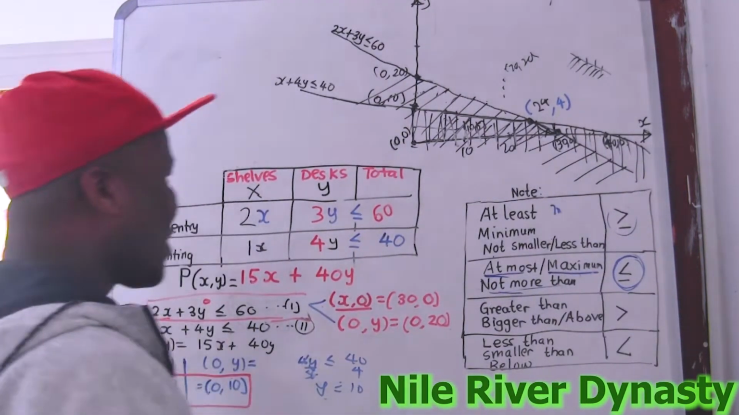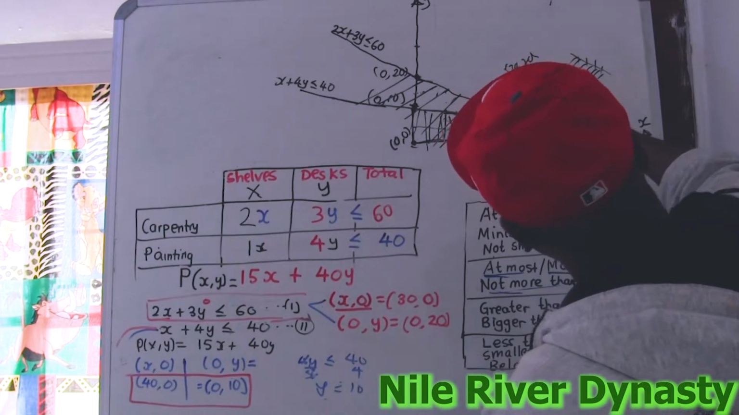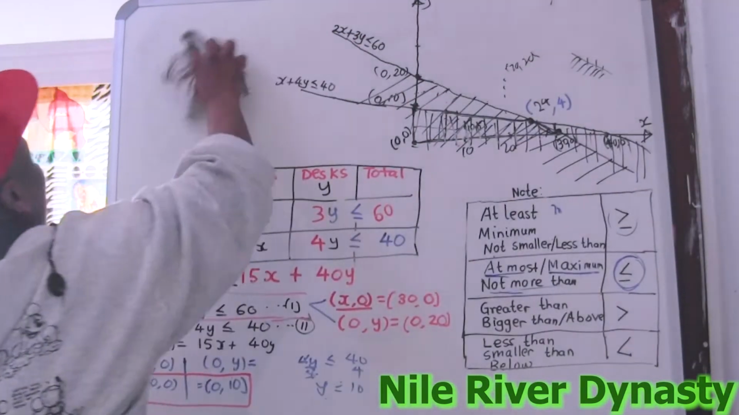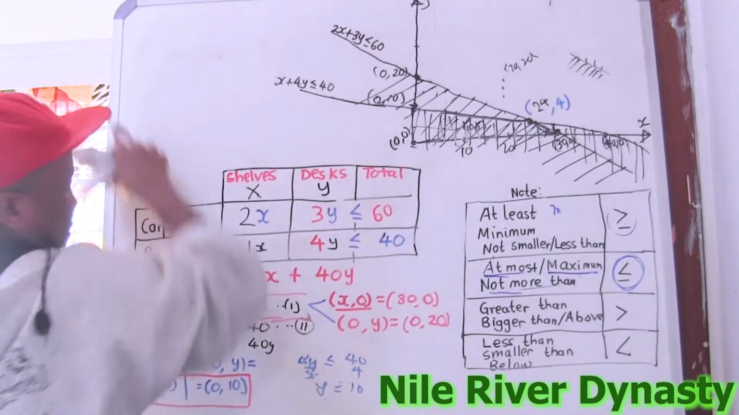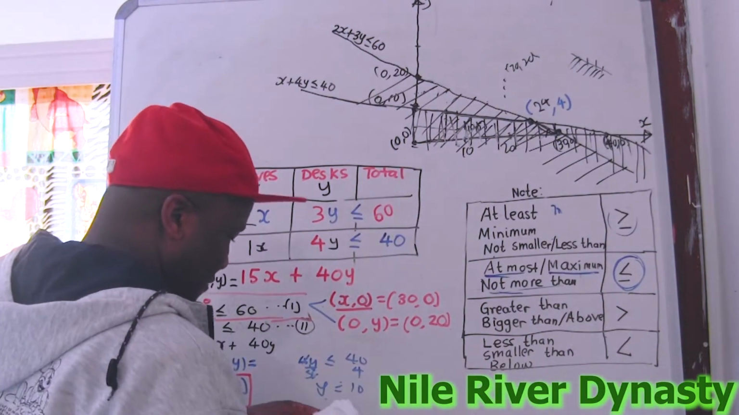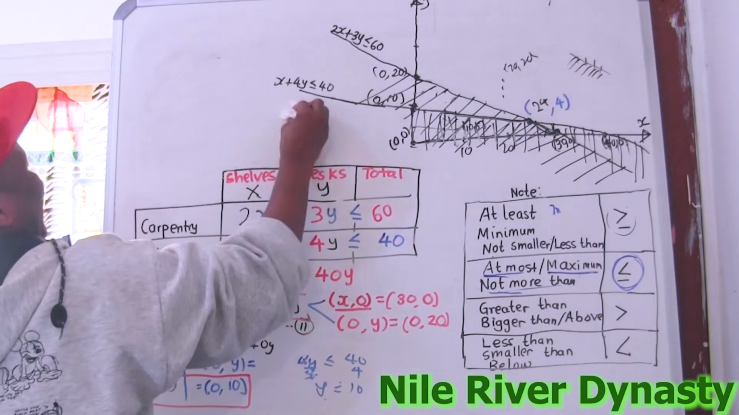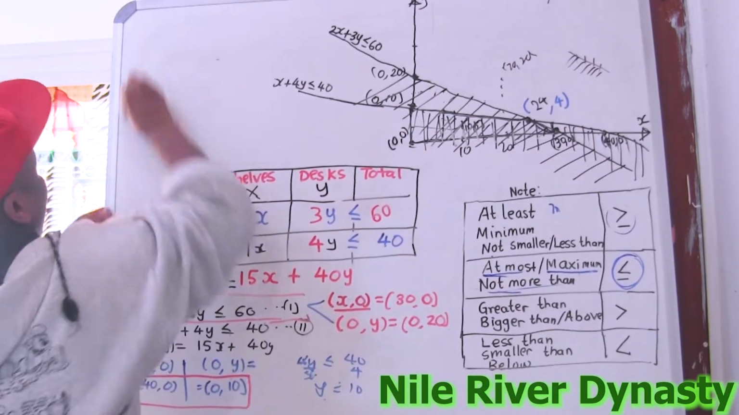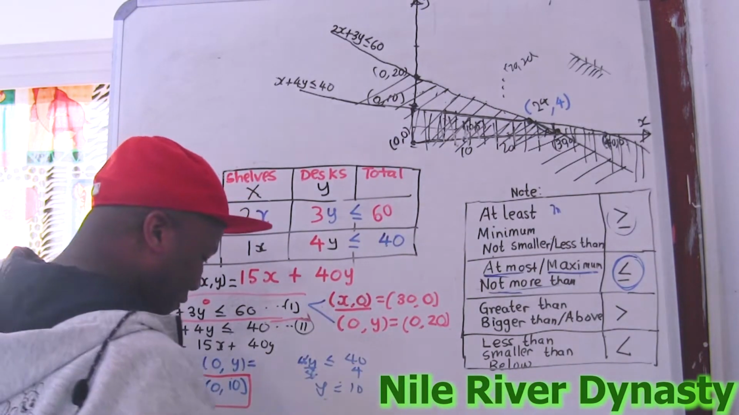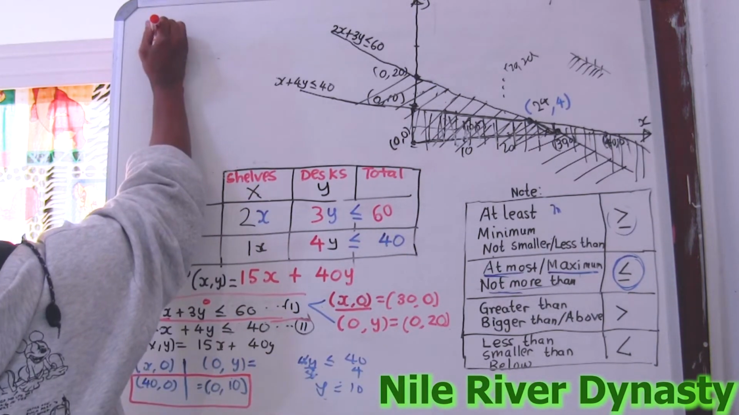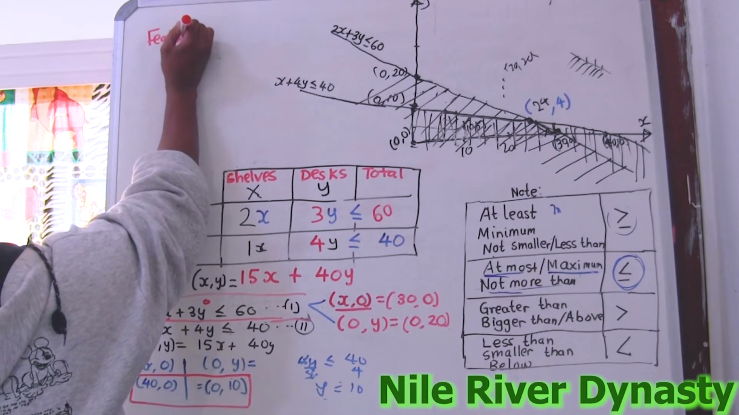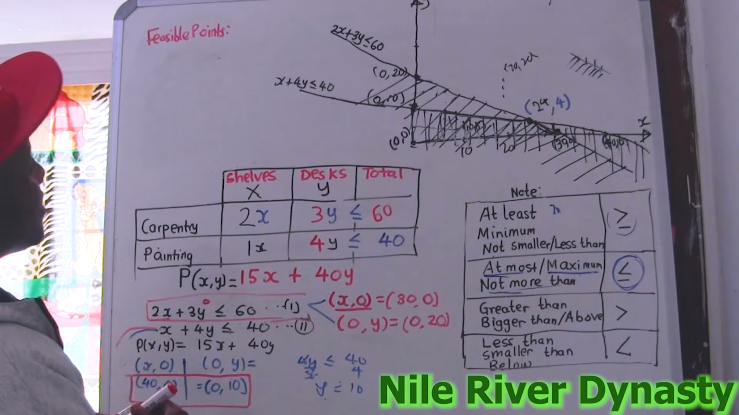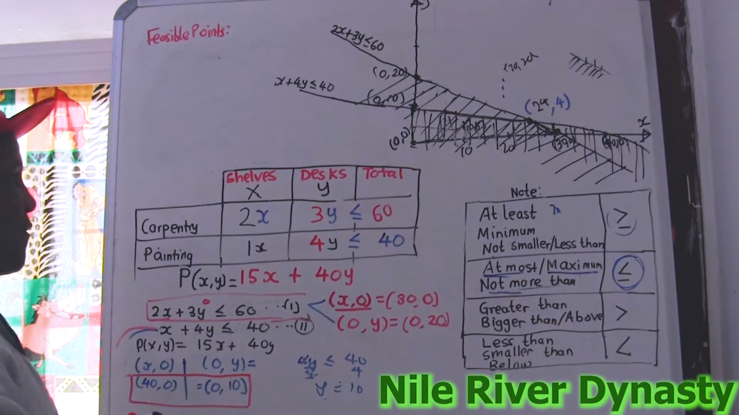So I hope you understand my points, right? So our feasible region is here, here, here, here. This area. Okay, now let's get our feasible points. So what is a feasible point? This is the feasible region here.